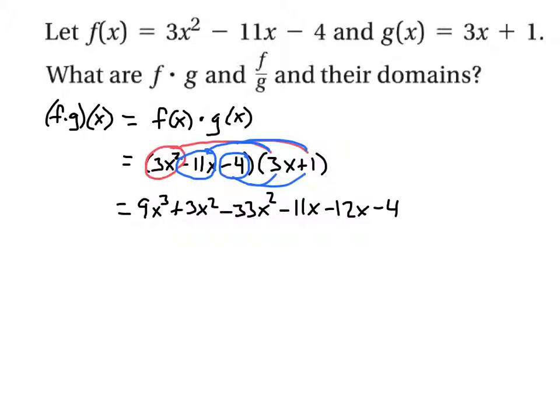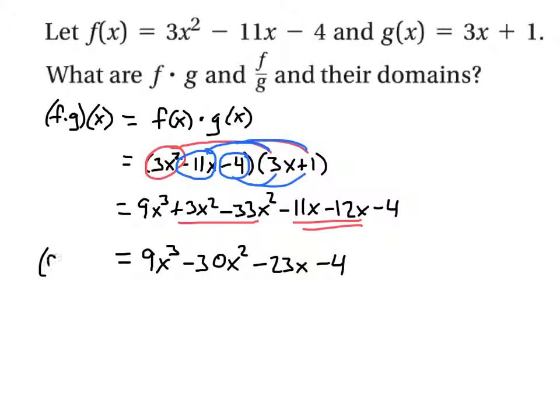We can combine some like terms. We got a pair of like terms there and a pair of like terms there. So we get 9x cubed minus 30x squared minus 23x minus 4. There's no more like terms we can do, and so that is the result function. So f times g of x is 9x cubed minus 30x squared minus 23x minus 4.